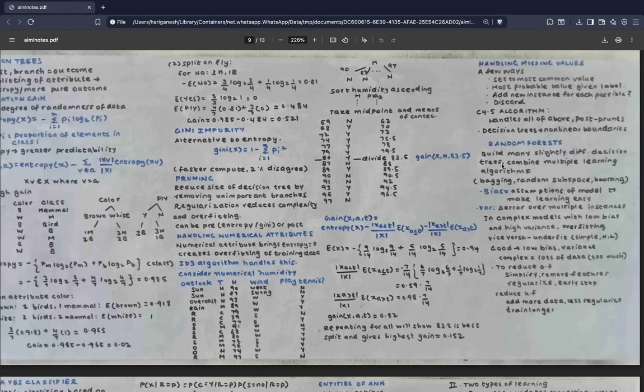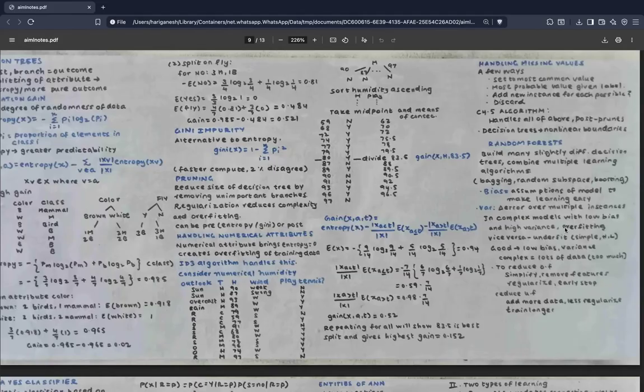You build many slightly different decision trees, combine multiple learning algorithms like bagging, random subspace, boosting. You have bias, which is assumptions of a model to make learning easy. You have variance, which is delta of error over multiple instances. So how much does your error differ over multiple iterations? So in complex models with low bias and high variance, you're overfitting. And when you have high bias and low variance, then you have underfitting. Underfitting happens in simple systems, while overfitting happens in complex systems.